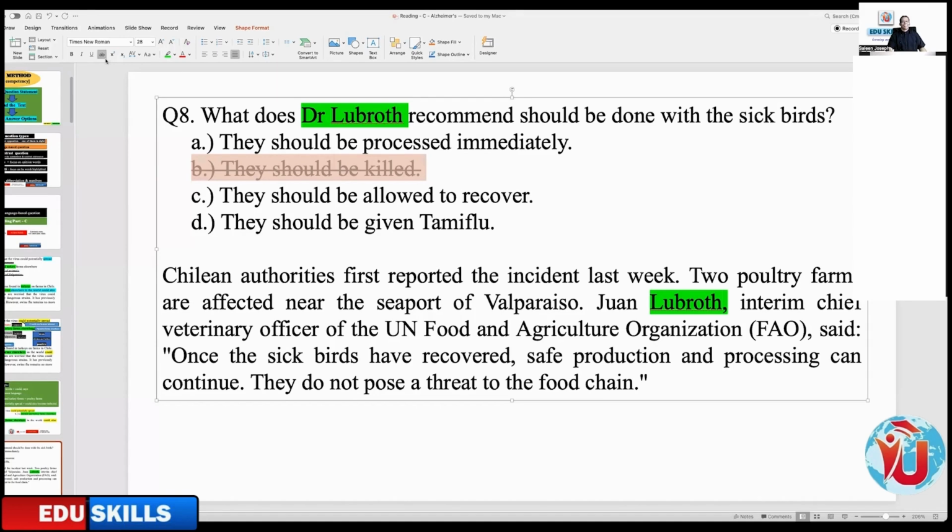So normally doctors will not tell you somebody is sick, so kill them. No. They should be processed immediately. That is, some chicken is sick, you immediately start cooking it. Do you do that? No. And they should be given Tamiflu, some flu or whatever. Normally, that cannot be. Even if there is a doubt, they should be allowed to recover.